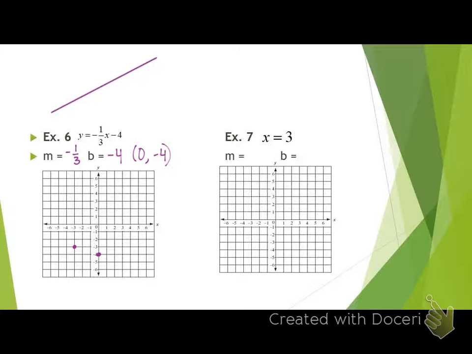So up 1, left 3, up 1, left 3. Or we can reverse it, give the negative to the 1, which means we would go right 3, but before that we would go down 1. Down 1. Good. Down 1 to the right 3. And as we talked about before we started the problem, our line is sloping downhill, whereas our other lines with a positive slope went uphill. Any questions or concerns about example 6?